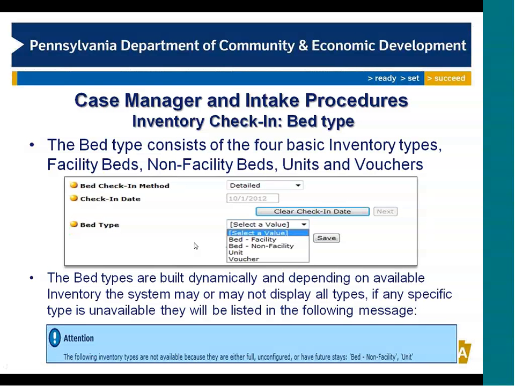Any bed type that is pulled out of the list will flash a message saying the following inventory types are not available because they're full, unconfigured, or future stays have been noticed. It then shows the bed type. At this point, you can continue with the process. If you're looking for a specific bed type, you can go back and just enroll them into the program and deal with the inventory later. Or you can unselect certain clients so that you can do it one at a time. So you've got a lot of flexibility here depending on what kind of inventory needs these clients have.